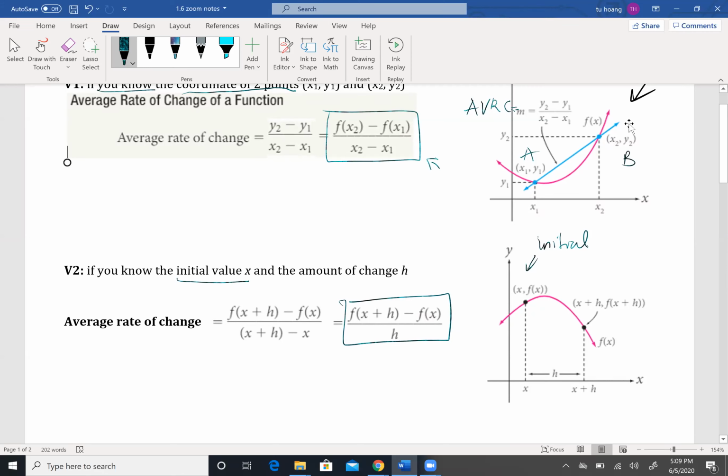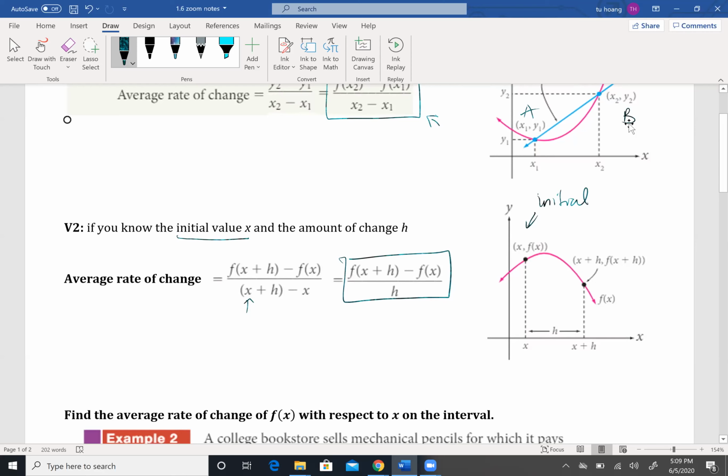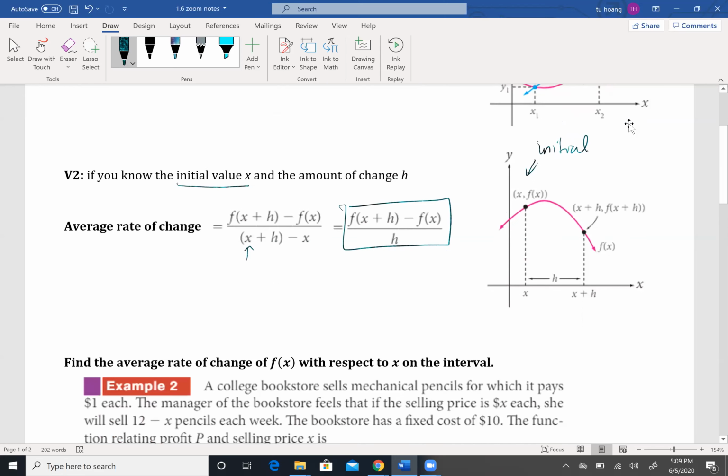As you can see, this is similar to version 1, but in this case I don't even need 2 values of x. I need only 1 value of x for the initial one, and I need h, which is the amount of change from the initial to the final value of x. So when you simplify the bottom, you get only h, which is the difference between the initial value and the final value of x. Okay.